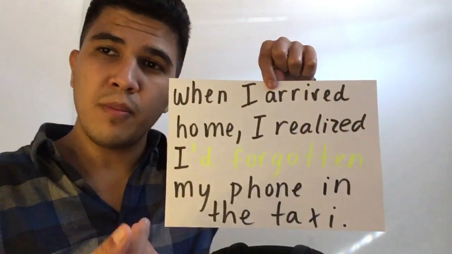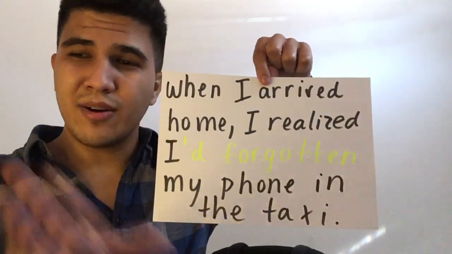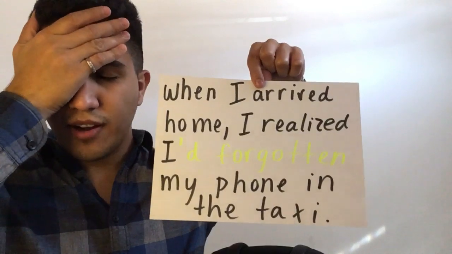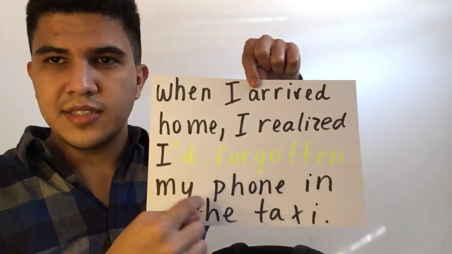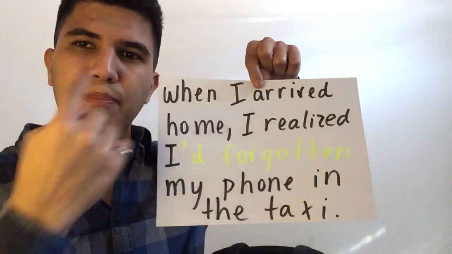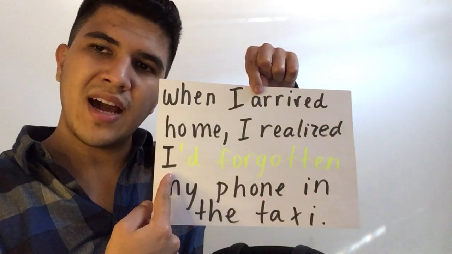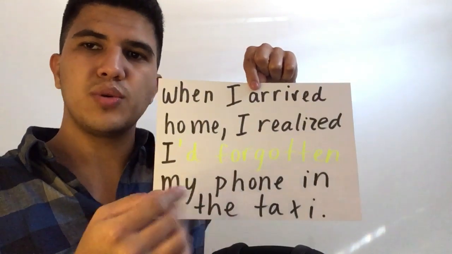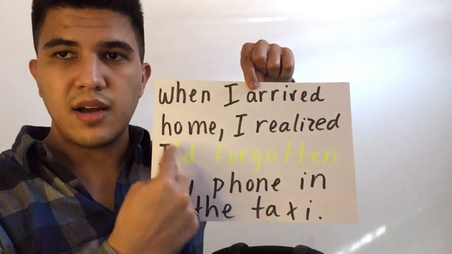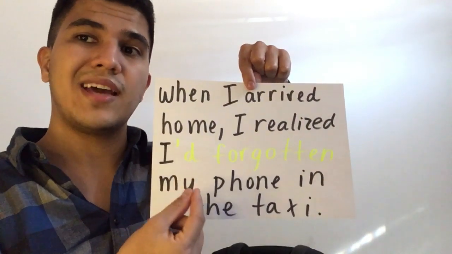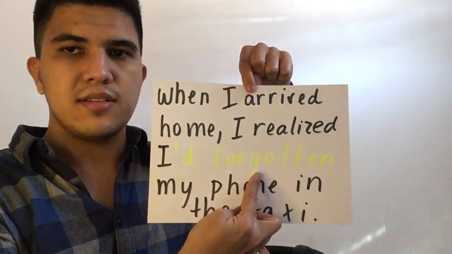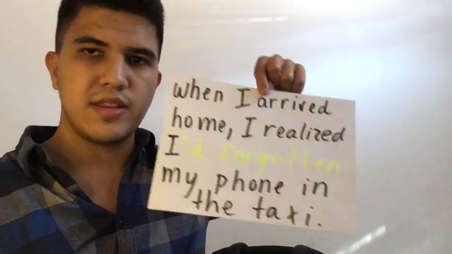Alright, so I came home by taxi. And when I arrived home, I was like, oh my god, I forgot my phone. So the moment that I forgot my phone happened before I arrived home. So, past of the past. And this is the contraction. With pronouns I, you, he, she, it, we, you, they, you can use apostrophe D to contract had. Okay? And then this is the past participle right there. So this is an example of an affirmative one.